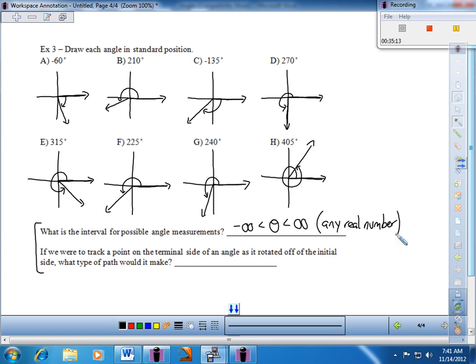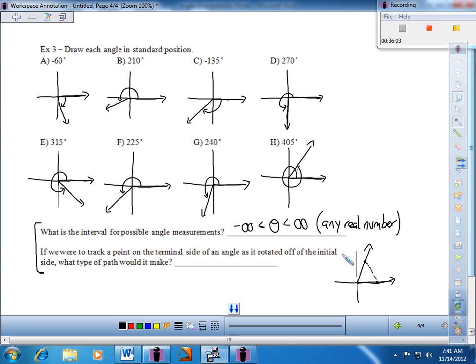Okay, good. And then one more piece that really comes into play nicely here. If we were to track a point on the terminal side of an angle as it rotated off the initial side, what type of path would it make? Now, you don't have to write this on your paper if you don't want to, but think about it this way. Here's the initial side right here. I'm just going to put a terminal side up here, something like that. And I'm going to put a little tracer on a point. So that terminal side rotated off the initial side. We'll just call it from here to here. And if I track that one point with a little tracer, what kind of path would it make from here to here?